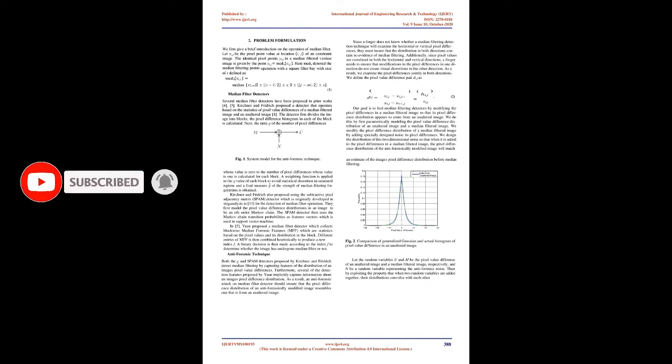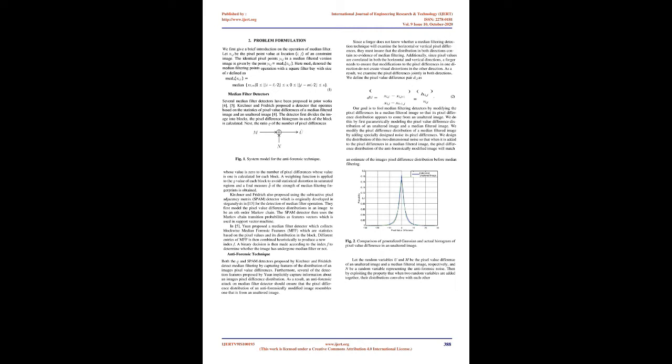Kirchner and Fridrich also proposed using the subtractive pixel adjacency matrix, SPAM, detector, which was originally developed in steganalysis in [13], for the detection of the median filter operation. They first model the pixel value difference distributions in an image as an nth-order Markov chain. The SPAM detector then uses the Markov chain transition probabilities as feature vectors, which are used in a support vector machine.